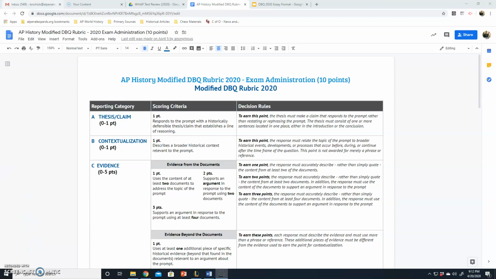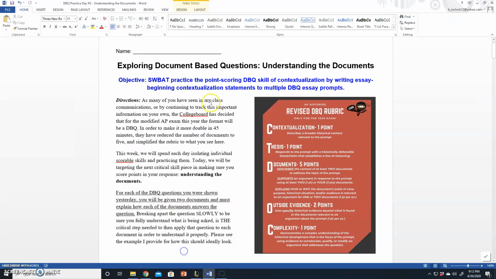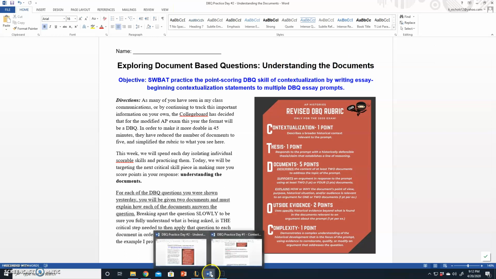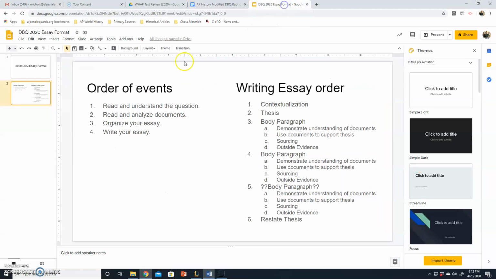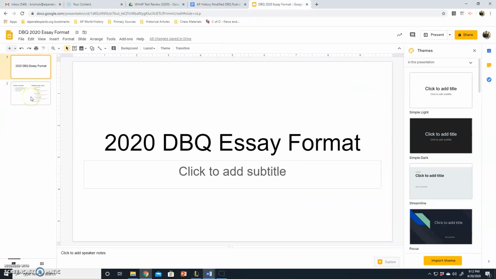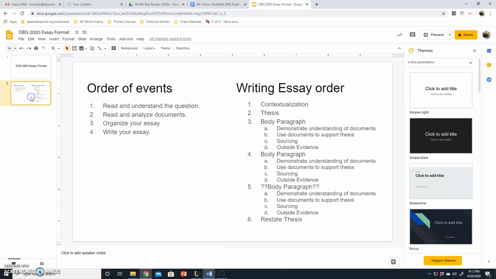Today, we're going to go over understanding how to write about the document. This may be a little bit out of order for some people, so I'm going to pull up the DBQ essay format. I'll put this with today's stuff if you want it.